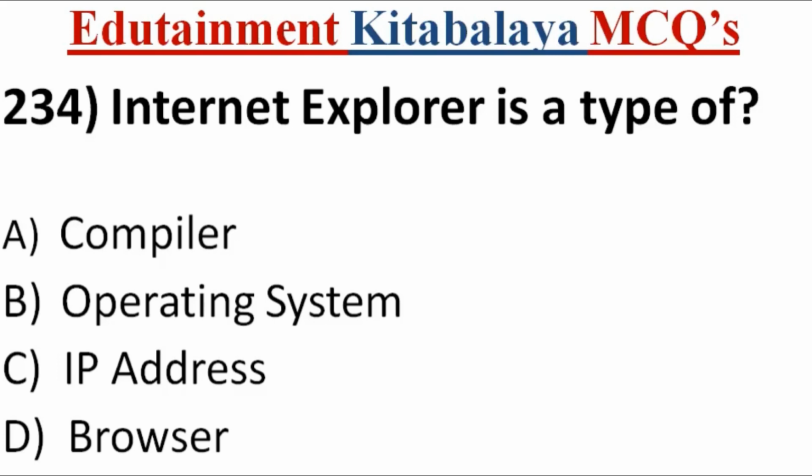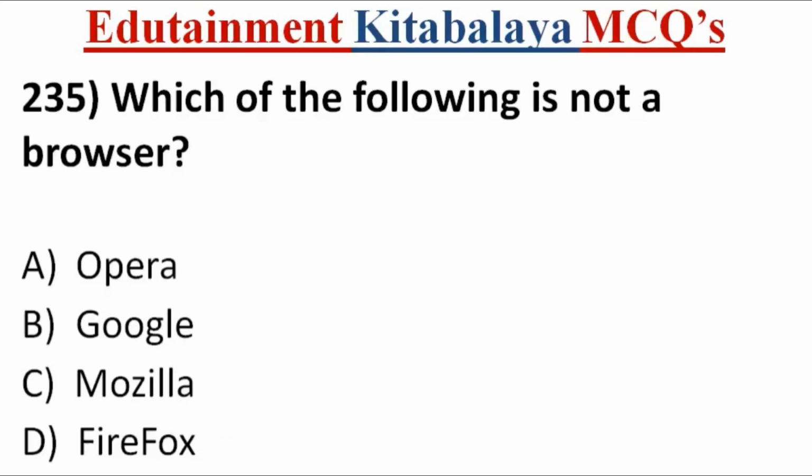Question number 234. Internet Explorer is a type of A. Compiler. B. Operating system. C. IP address. D. Browser. Correct answer is D. Browser.